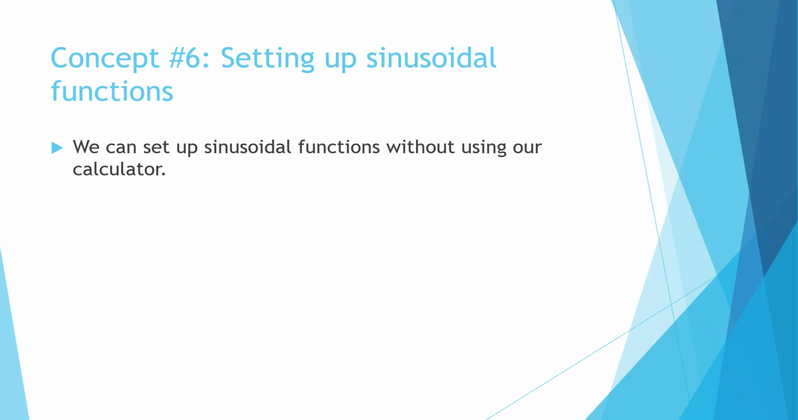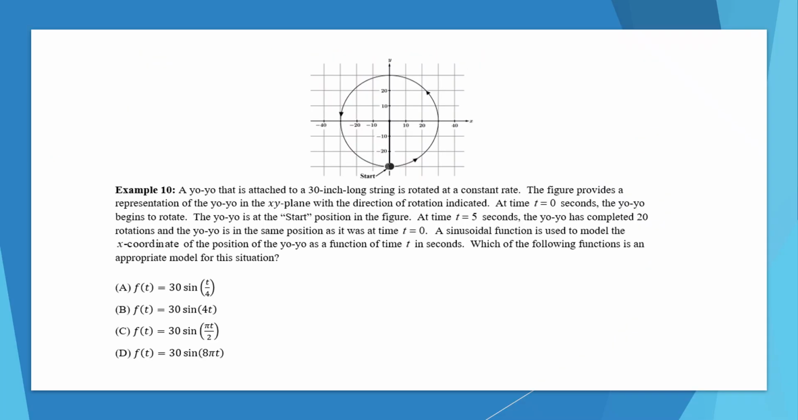All right, concept number 6, setting up a sinusoidal function. So without our calculator, we can actually set up sinusoidal functions to solve story problems. All right, so for example number 10, here we have a yo-yo on a 30-inch long string. At 0, the yo-yo begins to rotate, and then at 5 seconds, it has completed 20 rotations and ends up at the same position as it started in, so it's just 20 complete and full rotations. A sinusoidal function is used to model the x-coordinate. Which of the following is an appropriate model?